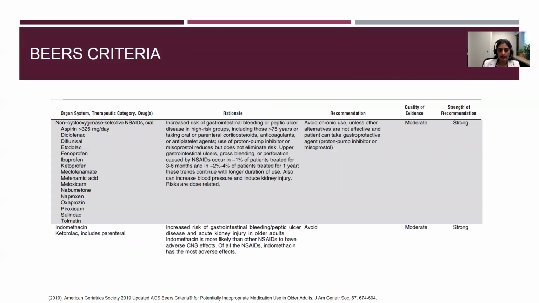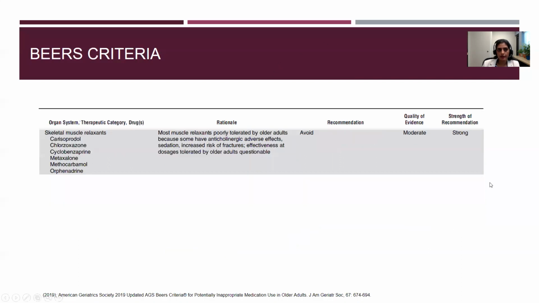So if you look at this slide, this actually goes over NSAIDs and the risks and the rationale and the recommendations for this. So if you notice, this is pretty much all the NSAIDs listed here, and it increases risk of GI bleed or peptic ulcer disease. They do recommend if you ever want to put someone on NSAIDs for a little bit longer, then you should add a proton pump inhibitor if needed. But again, that does not eliminate the risk entirely. And then this is a pretty strong recommendation to avoid chronic use in older patients.